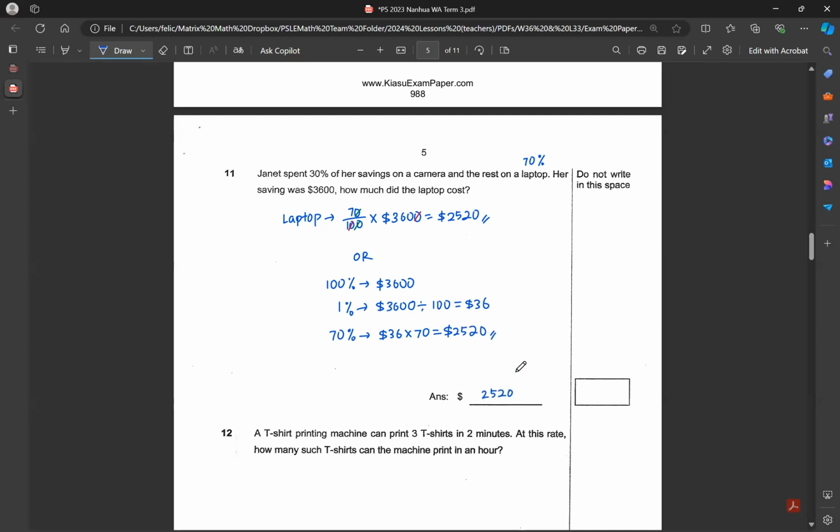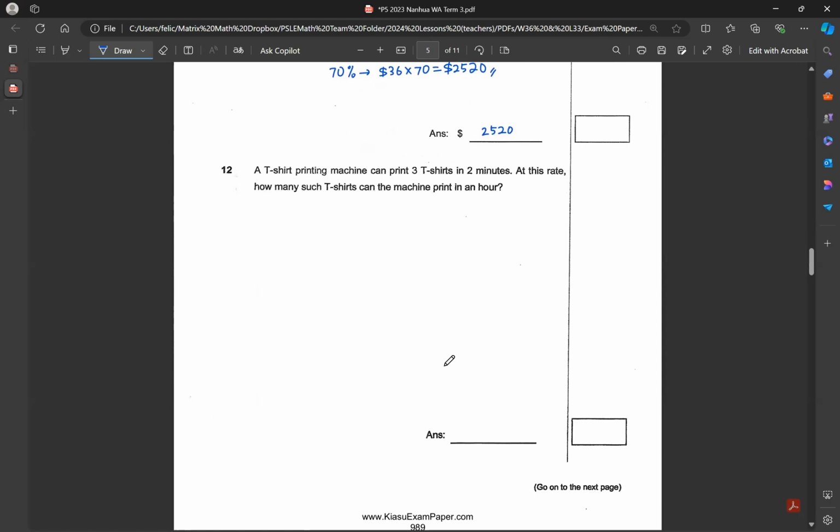So you should notice that method one is a lot more straightforward in terms of calculation, because after you cancel the zeros, the simpler fraction is easy to multiply by the whole number. Whereas if you do the units way, it's a bit more troublesome because you have to do two calculations. But honestly, it's up to you. It's your choice. It depends on what you're comfortable with. Okay, we'll move on to question 12.